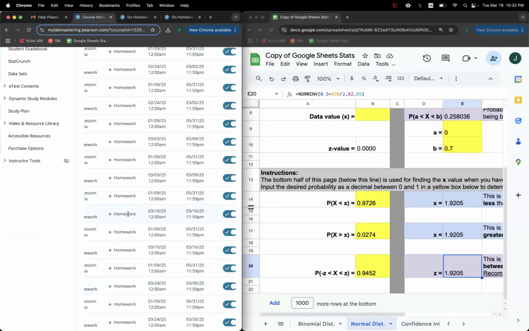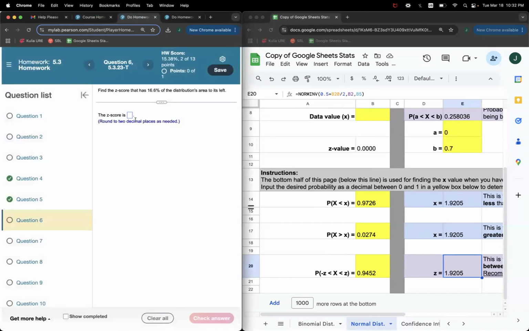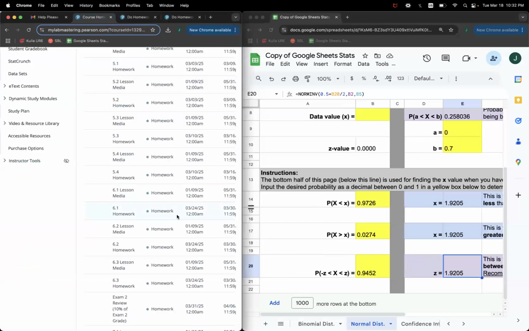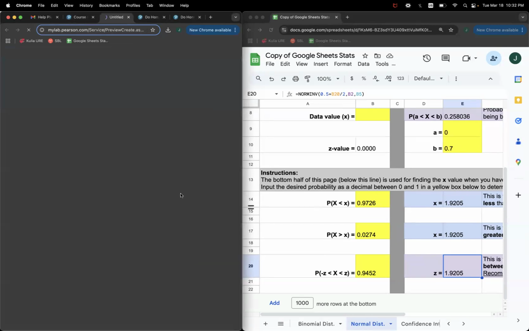So now let's go to 5.4. Wait, was that 5.4? Okay, thought I did 5.4 for a second. Okay, good thing. Okay, let's preview this thing.